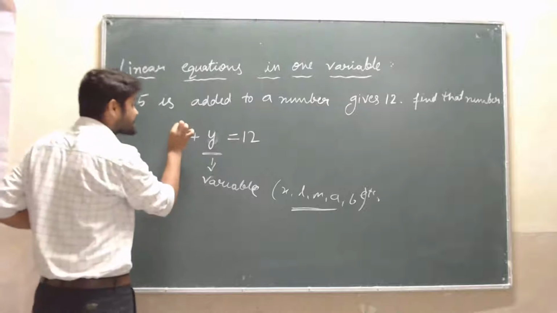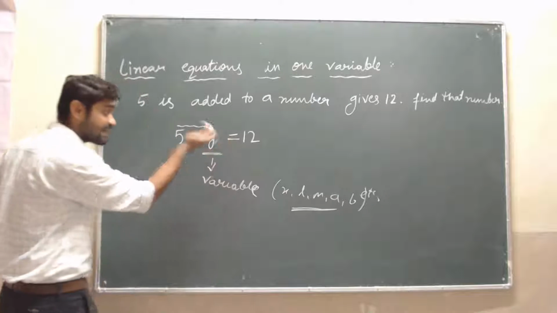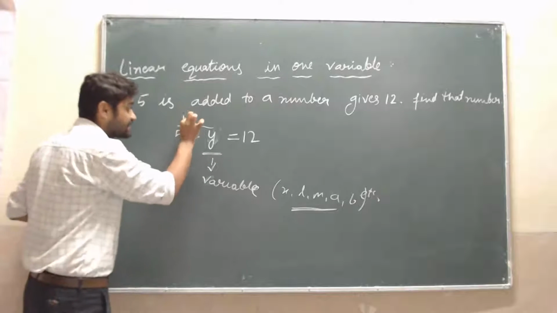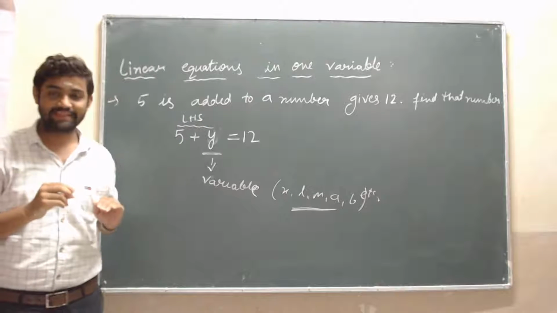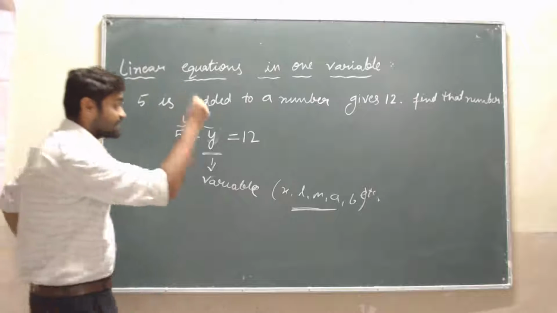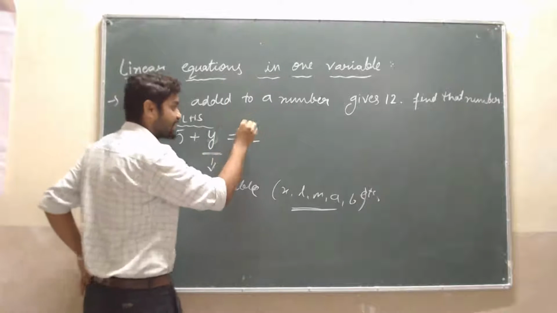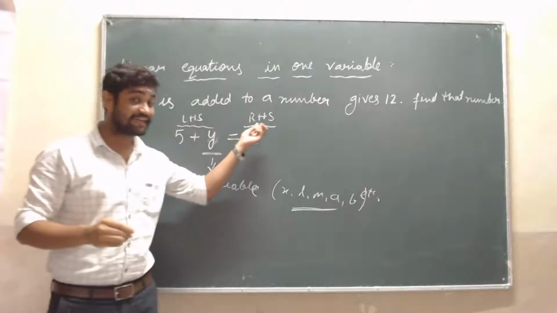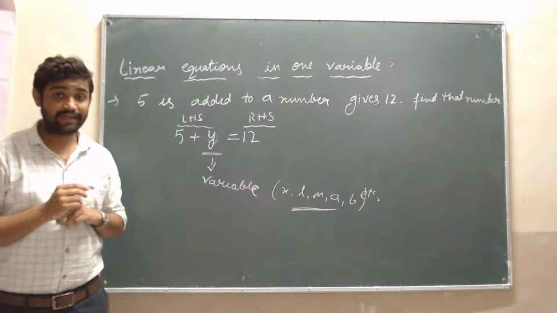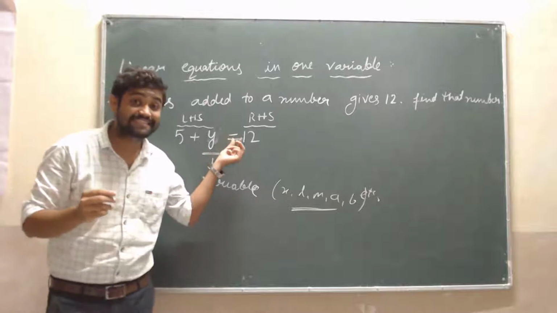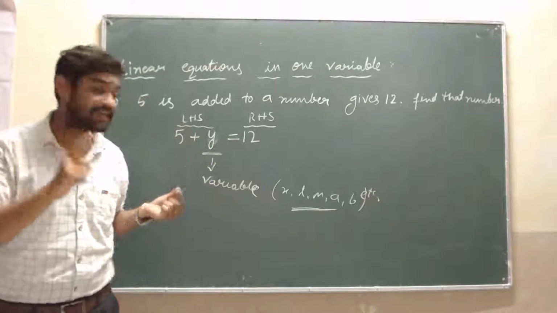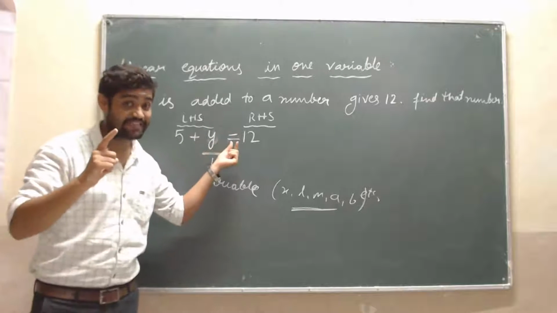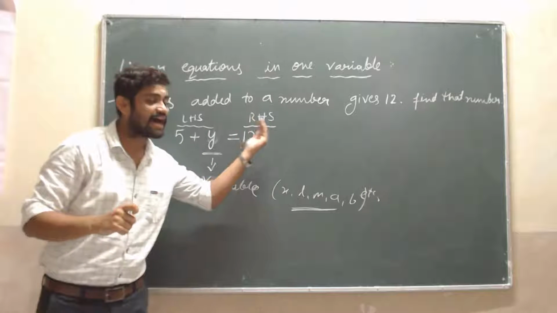Then what we see on the left side of the equality sign is called LHS, and on the right side is called RHS. That is left hand side and right hand side. The equality sign indicates that this is an equation. Are you getting my point? This is the LHS and this is the RHS.